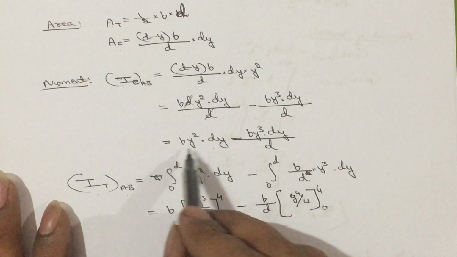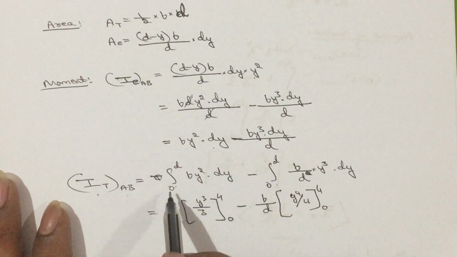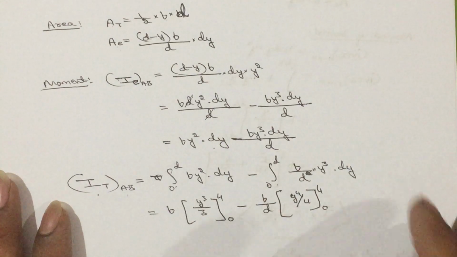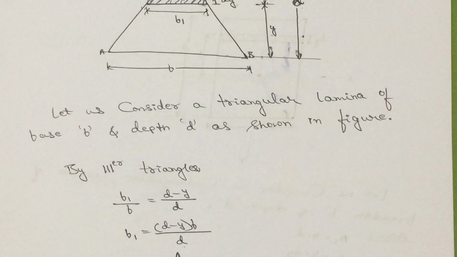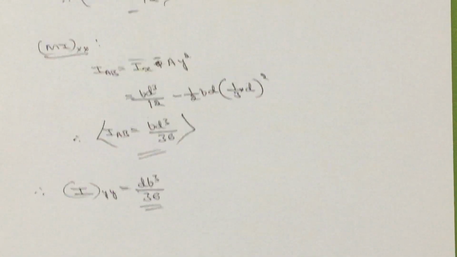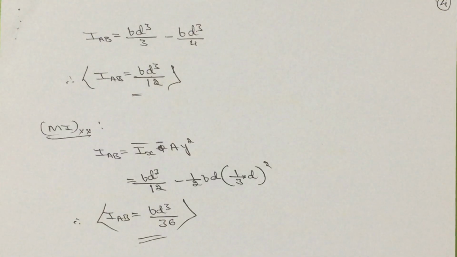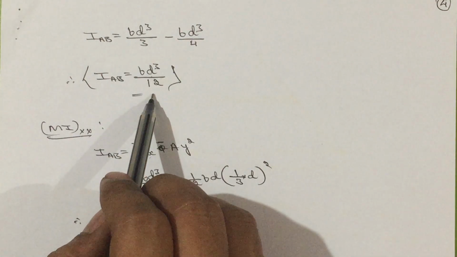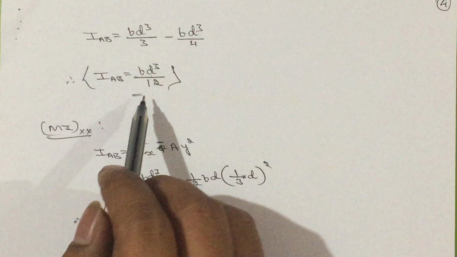So, here there are two terms. Integrate it separately and apply the limits from 0 to d. If we integrate and solve it, you are going to get I_AB is equal to b d cube by 12.